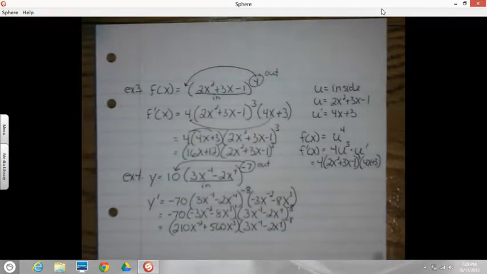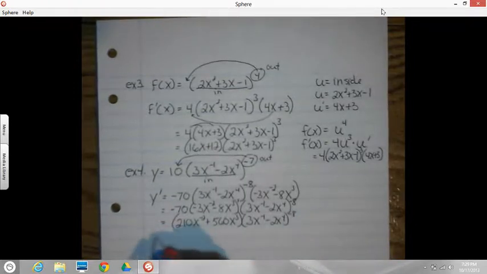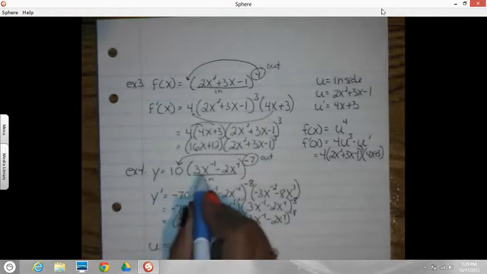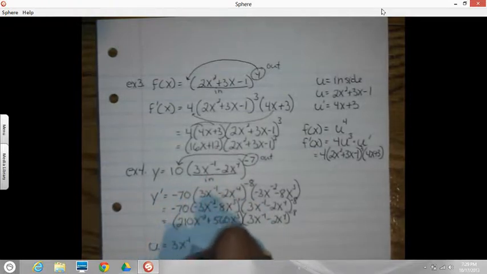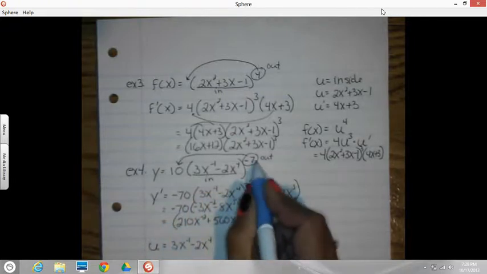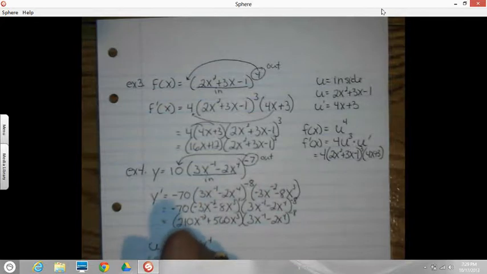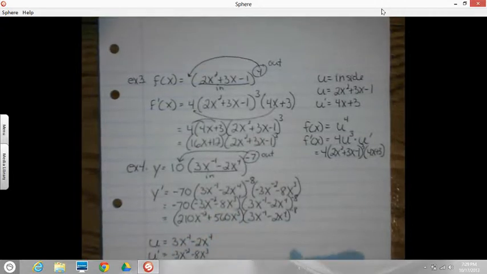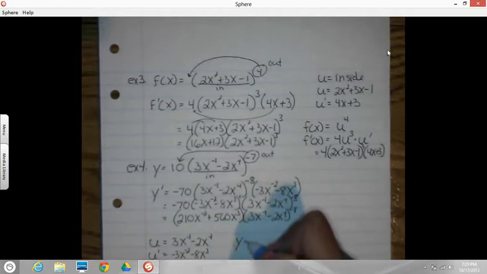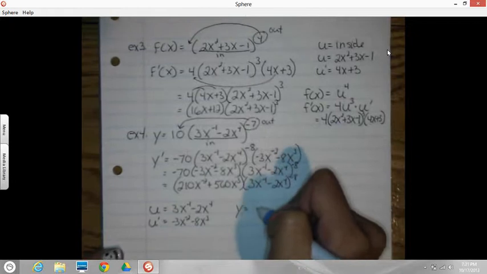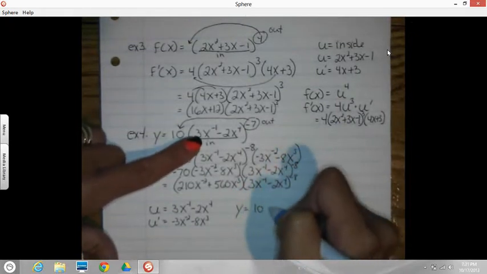Okay, for the u people, again, skip to example 5 if you need to. We let u equal the inside, so that'll be 3x to the negative 1 minus 2x to the fourth. We don't have to worry about any parentheses because we're only writing down the inside. U prime, we're going to have negative 3, x to the negative 2, and then this will be minus 8x cubed. Okay, so rewrite the y in terms of u. So the 10 is staying a 10. Now I've got the u raised to the negative 7th.